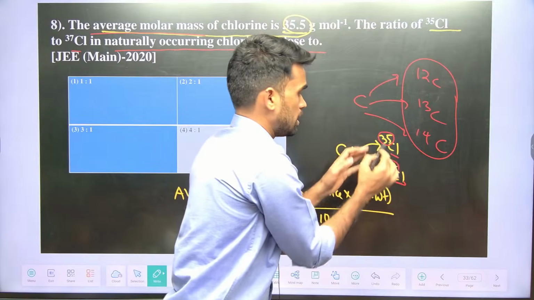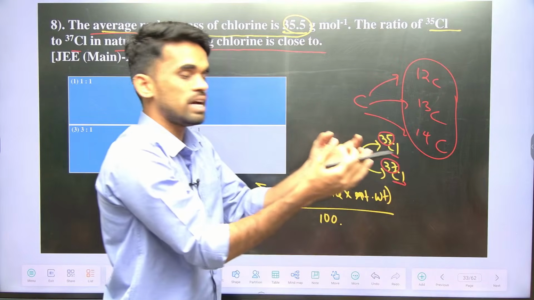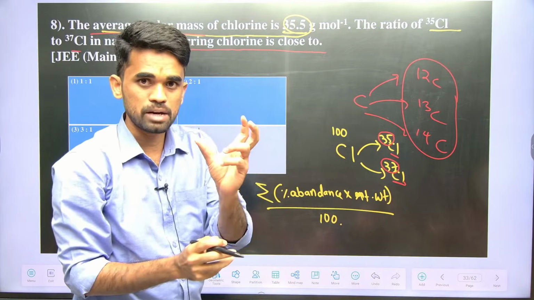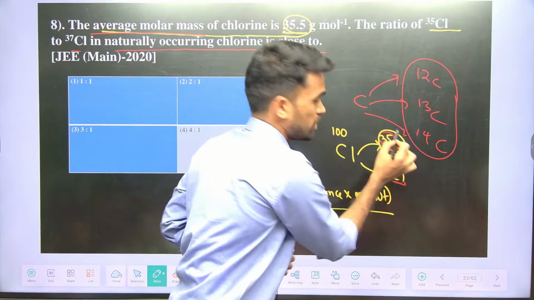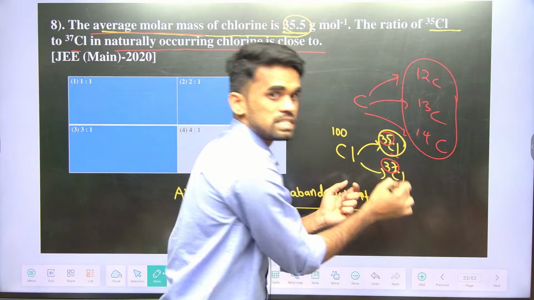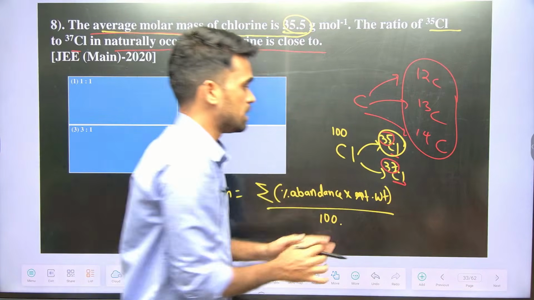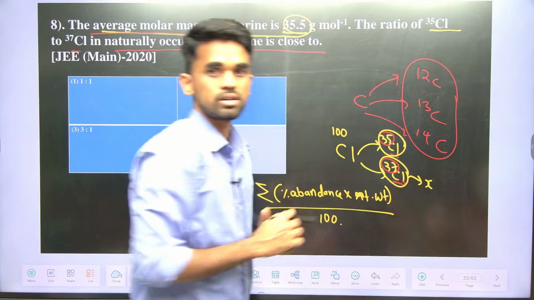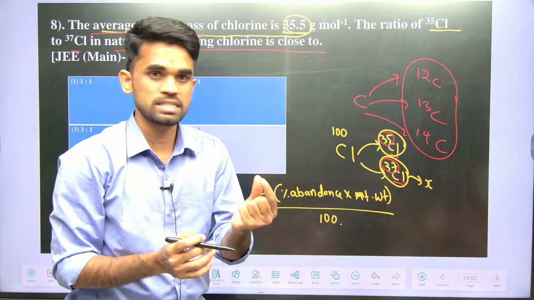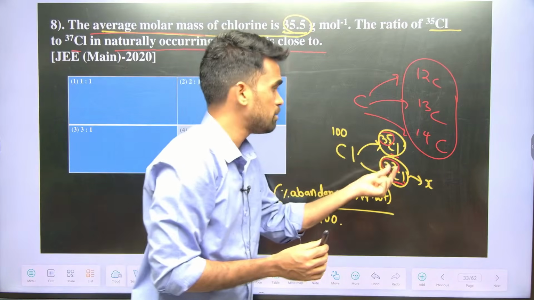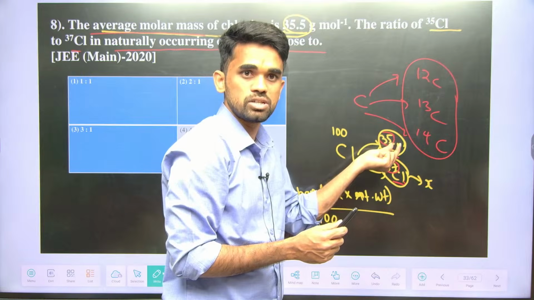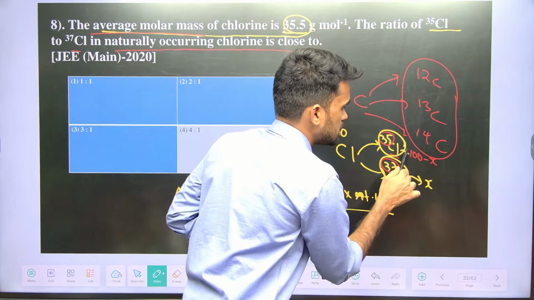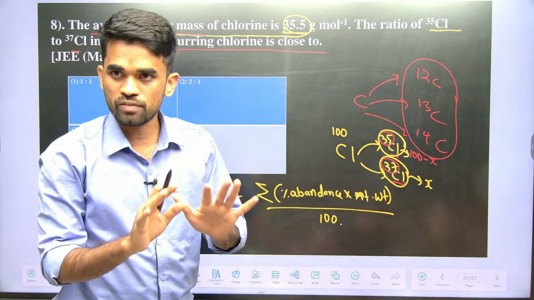Let us say, the total mixture whatever we are taking, if I say that is 100%, in that 100% some amount of Cl35 will be there, some amount of Cl37 will be there, yes or no? Now I am saying the Cl37 amount is X. X quantity of Cl37 is there out of this 100. Then the remaining composition is how much? 100 minus X will be for Cl35. Do you get what I am saying?